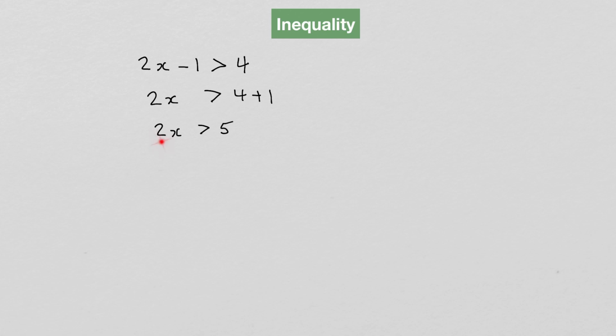Now we want to move the 2 over to the right side. Since this is a product, the way to move the 2 over to the other side is to divide both sides by 2. And when you do that, you get x is greater than 5/2. So what this means is that for any value x, as long as it is greater than 5/2, that value will make this expression valid.